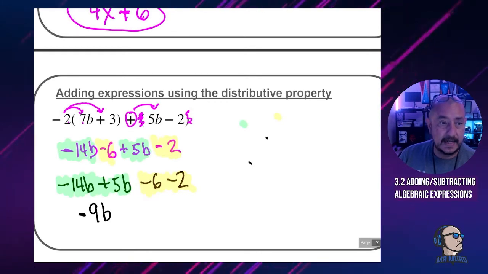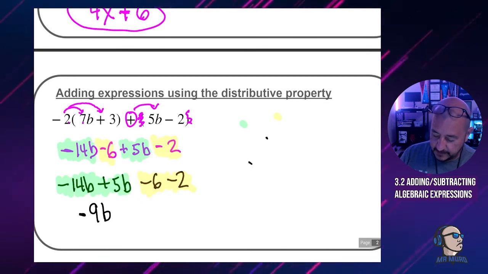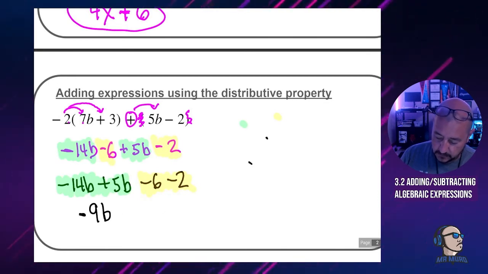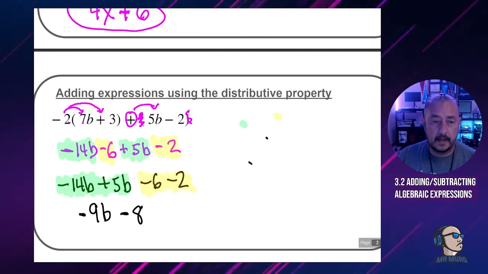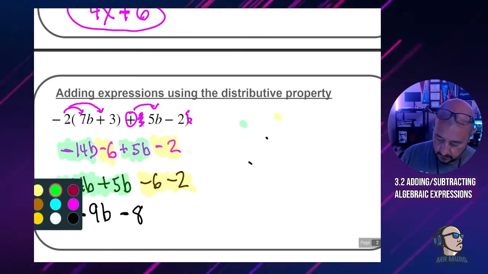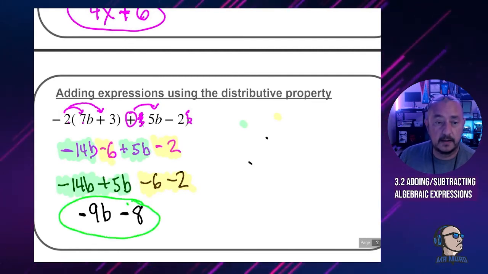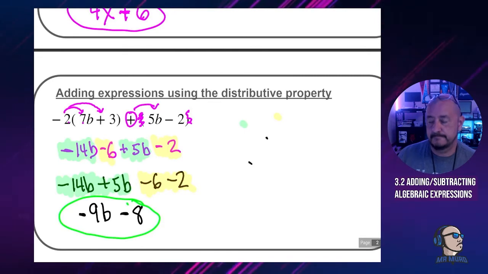Okay. Next step is to then go a negative 6 and a negative 2. So I'm going to combine those, and that's going to give me negative 8. Okay. And that's my final solution here. So my final answer is going to be negative 9b minus 8.